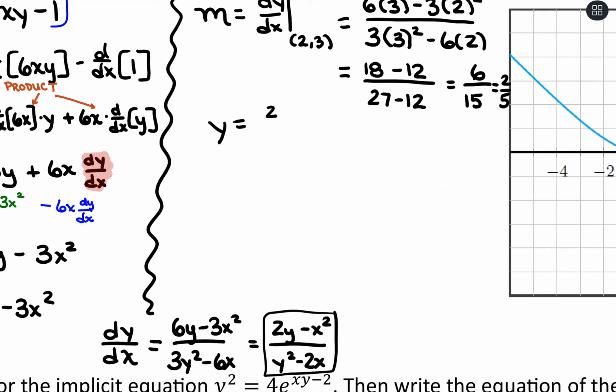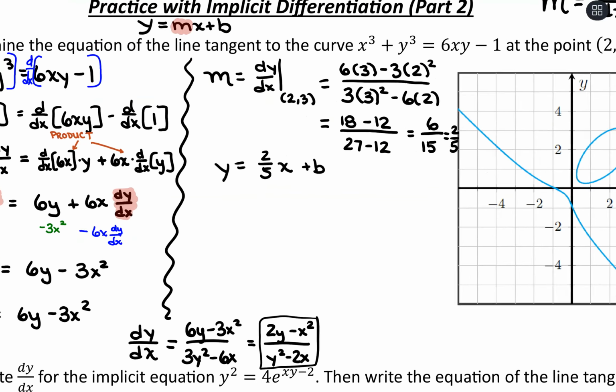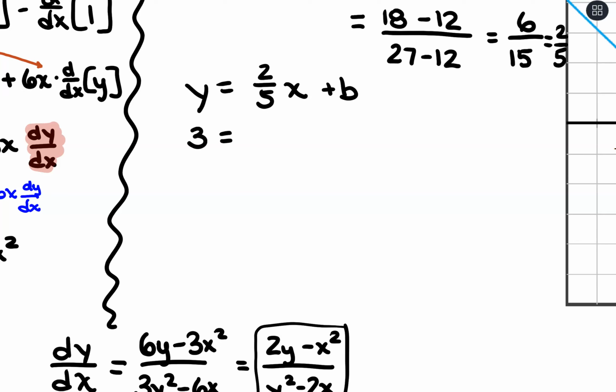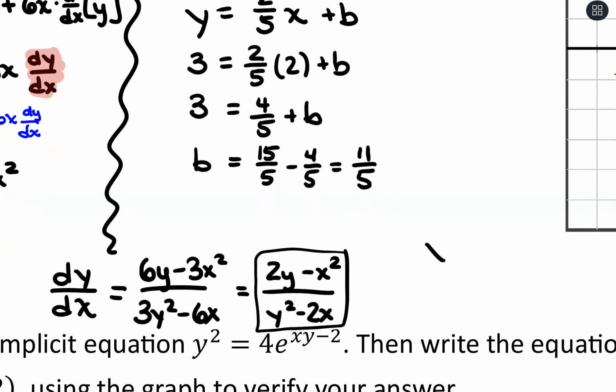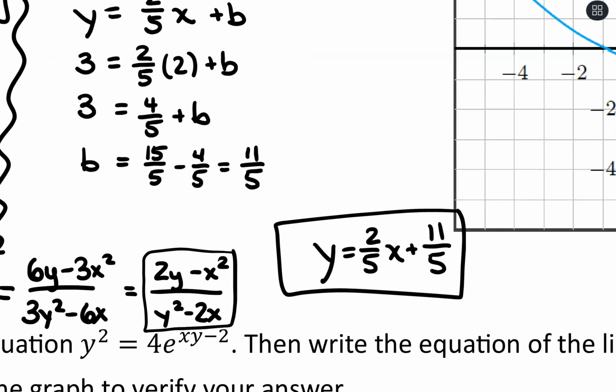y equals 2/5 x plus b. And let's go ahead and plug in our coordinate (2, 3). So 3 equals 2/5 times 2 plus b. And then we have some fraction math to do. So b is equal to 3 minus 4/5, or 15/5 minus 4/5, so 11/5. So our equation is y equals 2/5 x plus 11/5.